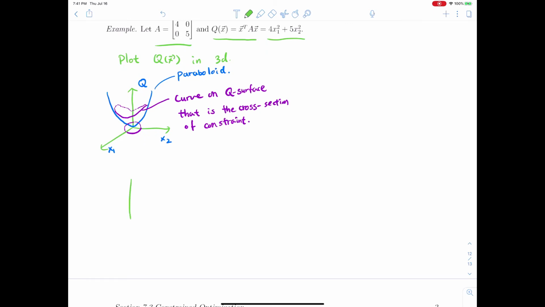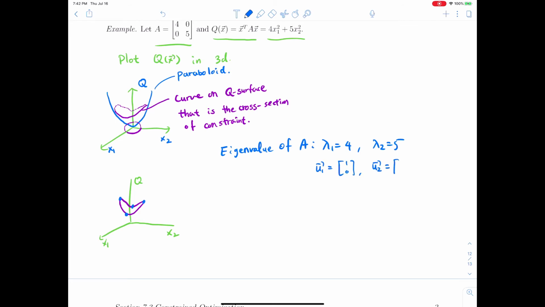Or if you take off that curve and copy that over here, then we have something like this. Then we have minimum values over here and maximum values over here. So we know that the eigenvalues of A, well, because that is diagonal, are lambda 1 is 4 and lambda 2 is 5. And the corresponding eigenvectors are U1 is just (1, 0) and U2 is (0, 1).